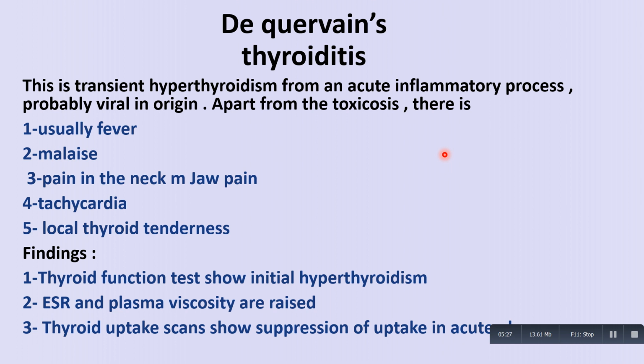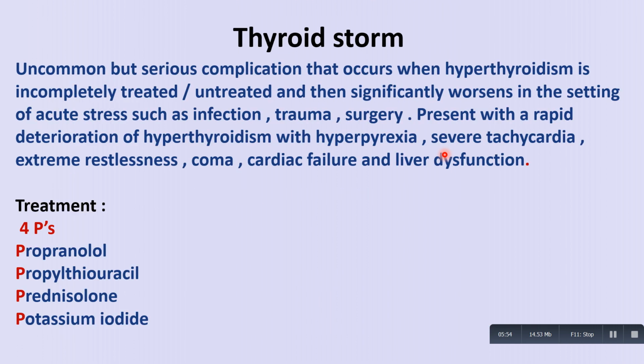الsymptoms in addition to toxicosis بيكون في fever, malaise, pain in the neck and jaw pain, tachycardia, local thyroid tenderness. Findings: thyroid function test will show initial hyperthyroidism, ESR and plasma viscosity are raised. Treatment: aspirin or in severely symptomatic cases, prednisolone.